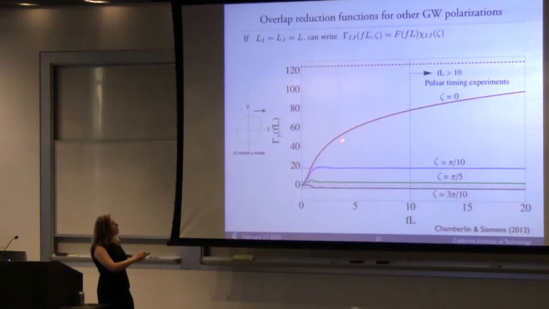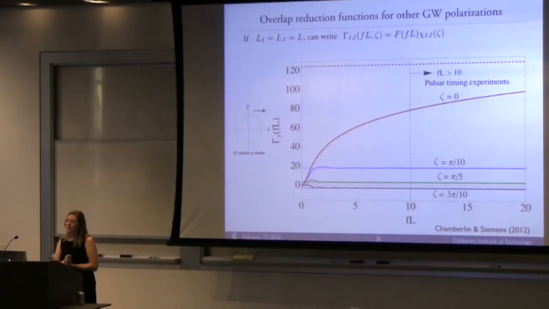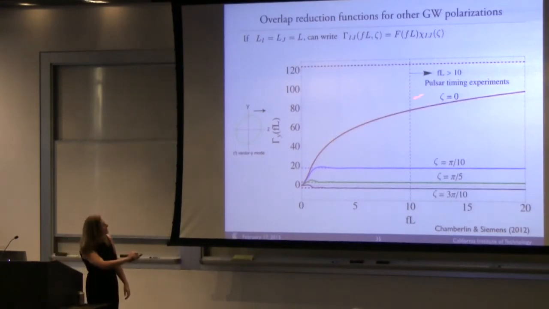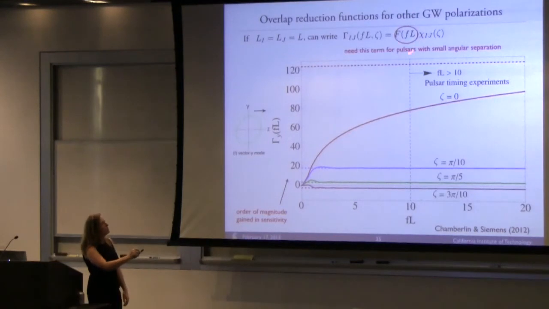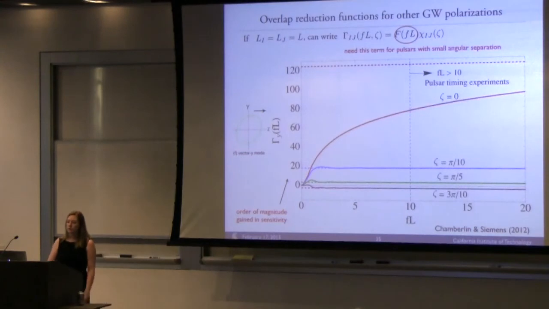But when I get to co-aligned pulsars, things get a little bit weird. At an angular separation of zero, the pulsars are exactly co-aligned, and you can see that this curve is not really coming anywhere near this line plotted as this red dashed line. So in this case, it turns out that you need to keep this frequency-dependent term in your overlap reduction function when you have pulsars with a small angular separation.